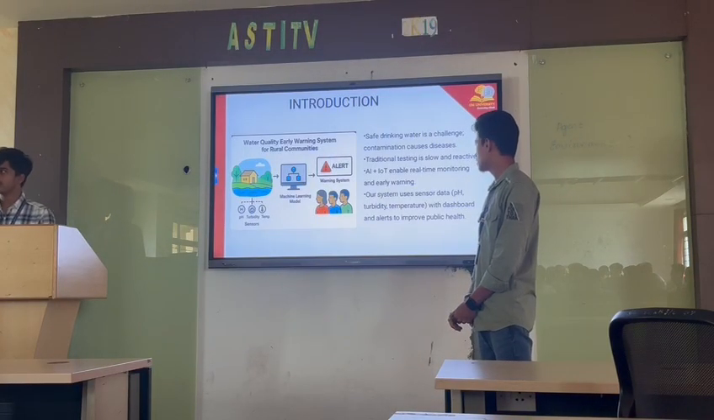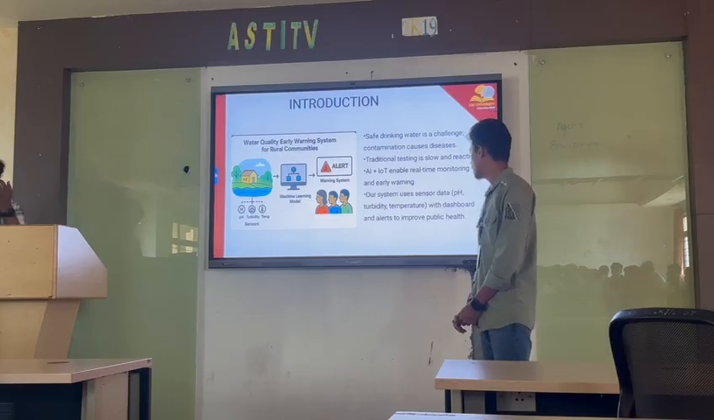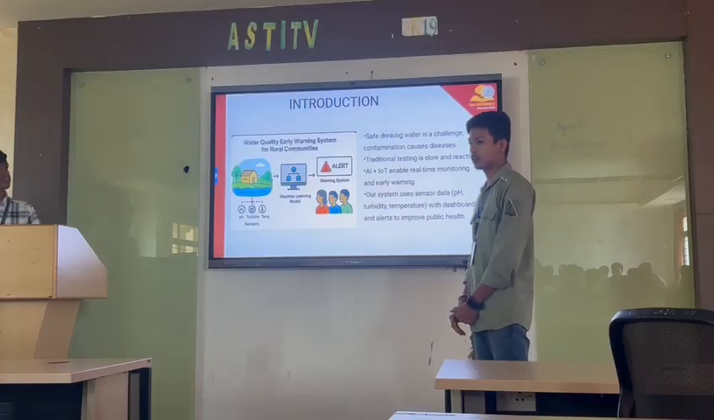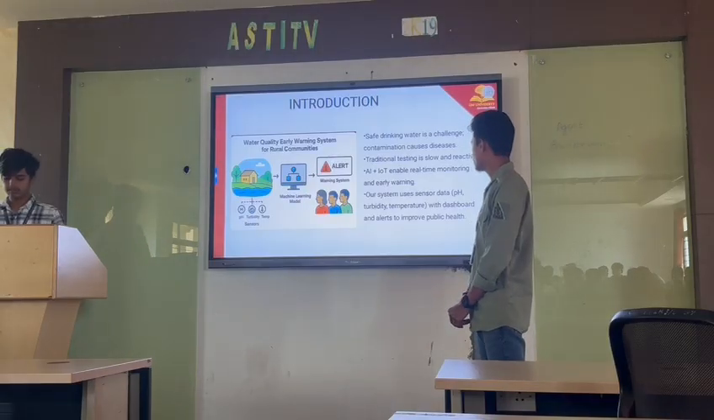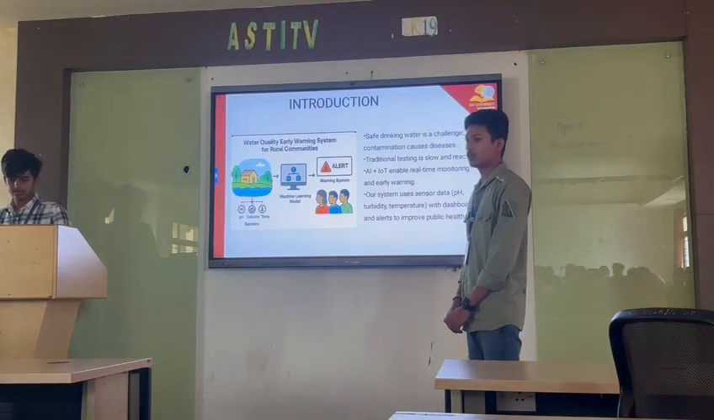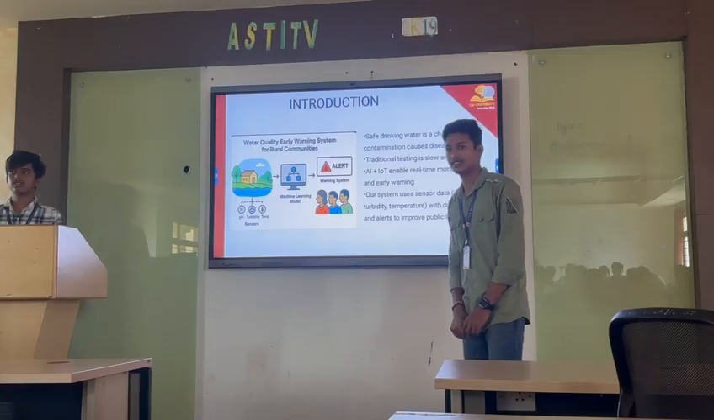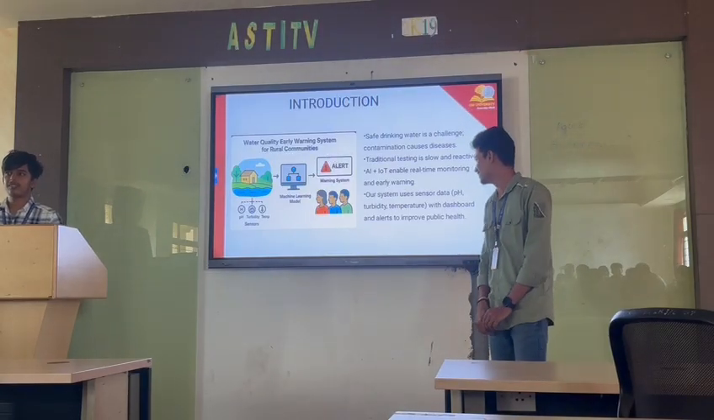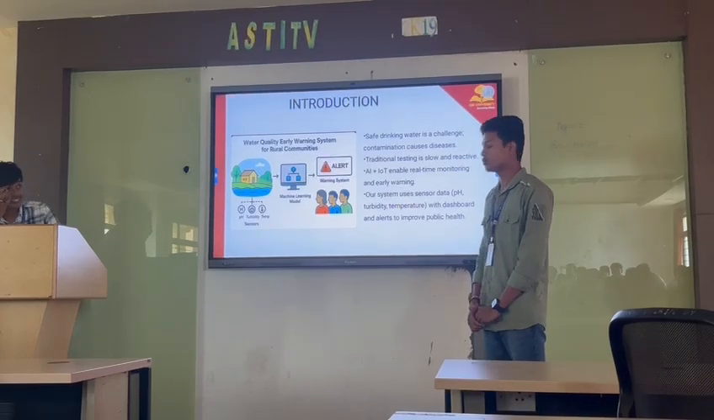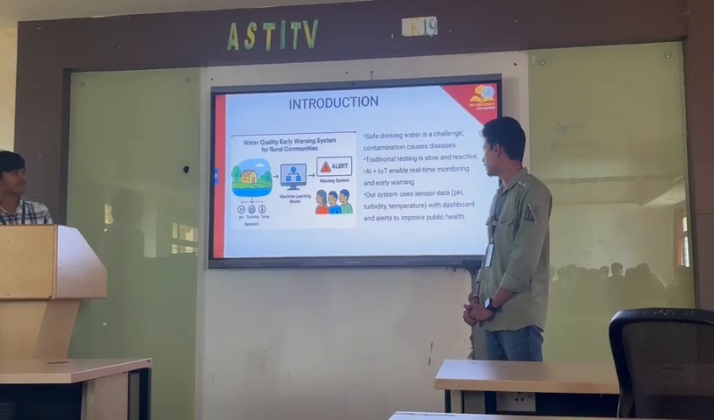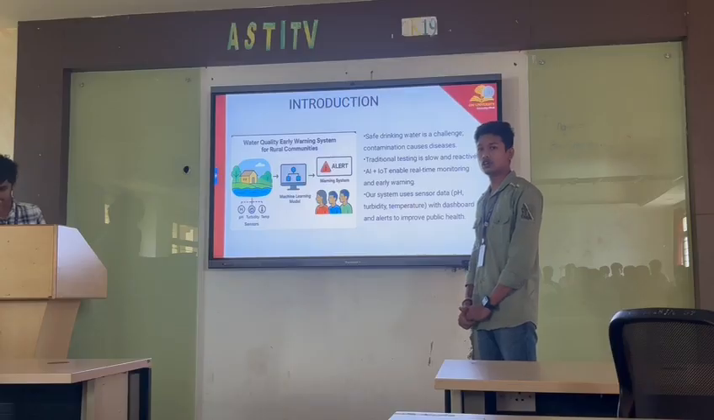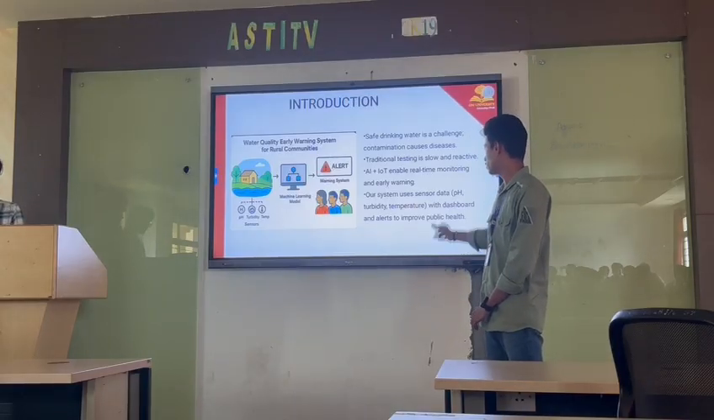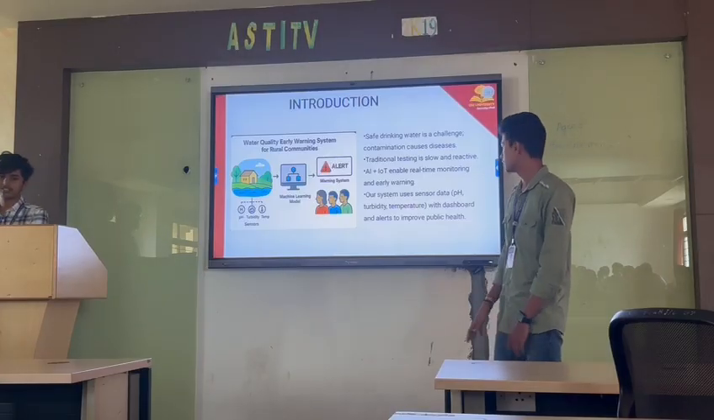Our system uses sensors like pH, turbidity, and temperature, with dashboard alerts to improve public health. We use pH to analyze the water consumption level, and turbidity for analyzing water contamination. Turbidity is used to measure the water salinity and microorganisms included, and temperature with the dashboard are included to improve public health.